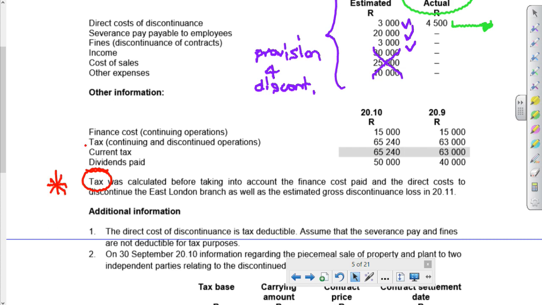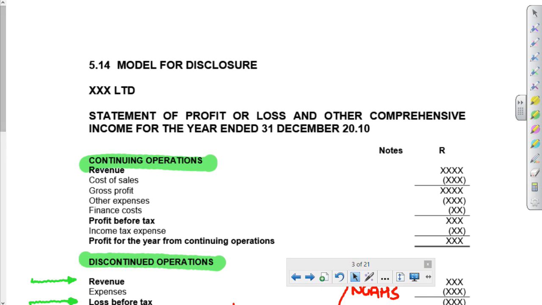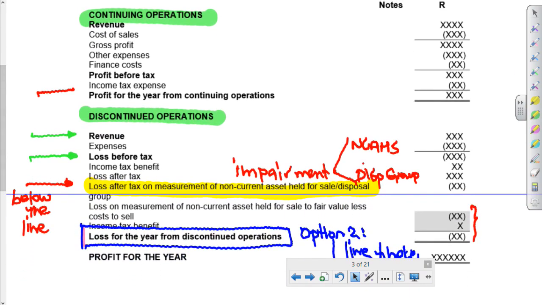Then the other thing is that this needs to be split for continuing and for discontinued operations. Because if we look at our model, this was our model over here, you'll see that we have a tax expense here for continuing ops, and a tax benefit here for discontinued ops. Yeah? All right, so for that alpha example, I want you to set up a template like that, continuing and discontinued, start brackets over there and start putting numbers in from the information given in the question.